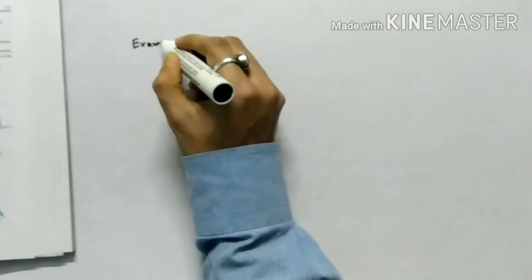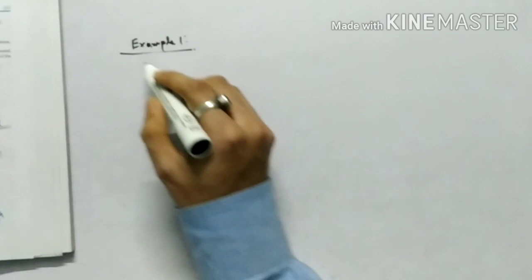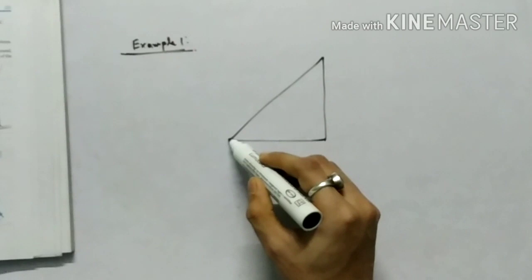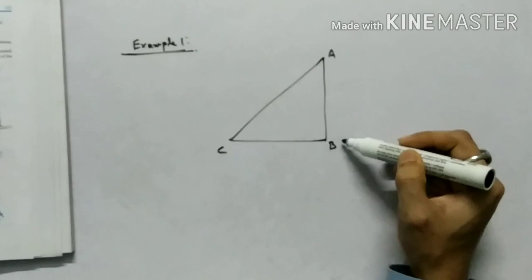In here, you see, example one, the diagram is given, notes are already given to you, you can write it in your copy. First you write it, after that you look at this video. So this is example one, this is your diagram A, B, C. AB is the tower.